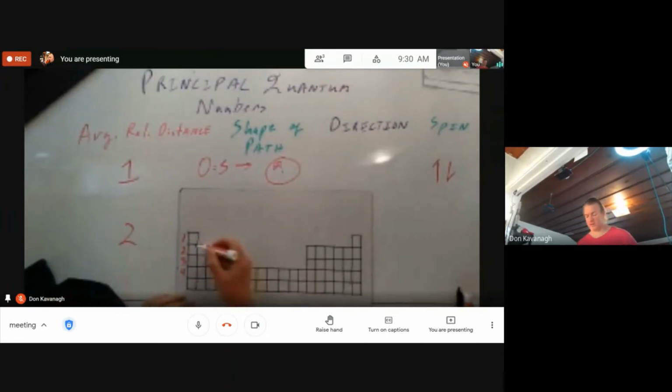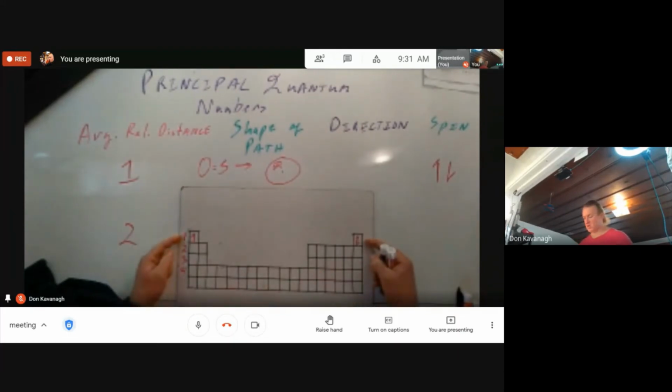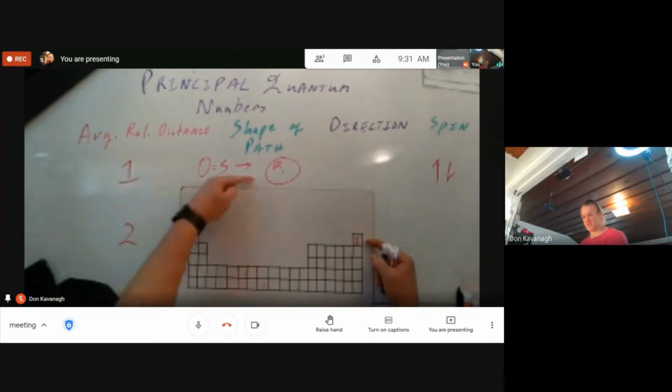So on our periodic table here, 1 electron per box. There are, in the closest relative distance shell of an atom, electrons whose path has a spherical shape, and only those electrons can fit in there.